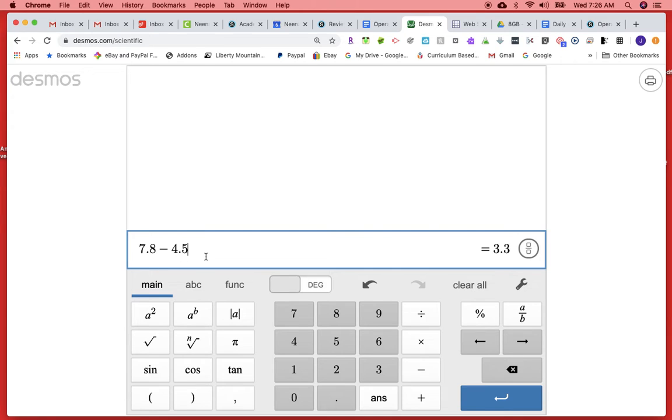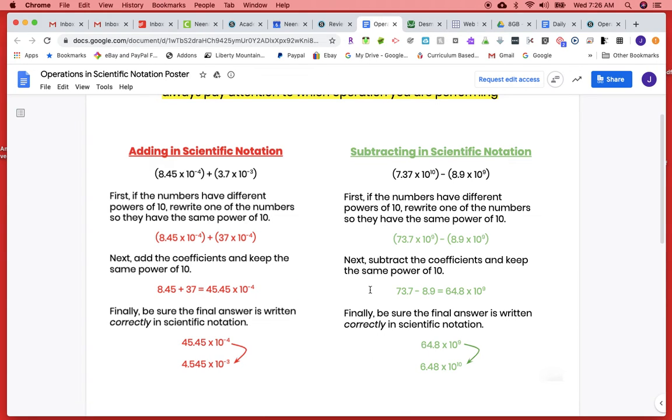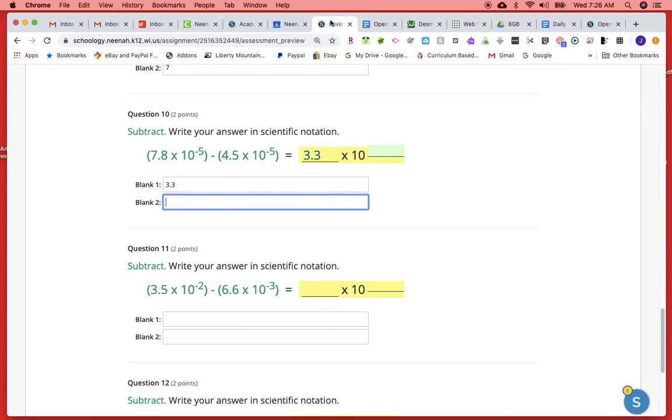7.8 minus 4.5, we get 3.3. So 3.3. Our blank 2, and with that rule, we go back. It says we need to subtract the coefficients, which you just did, and keep the same power of 10. And we're going to keep the same power of 10, being that they're matching. It's just going to be negative 5.